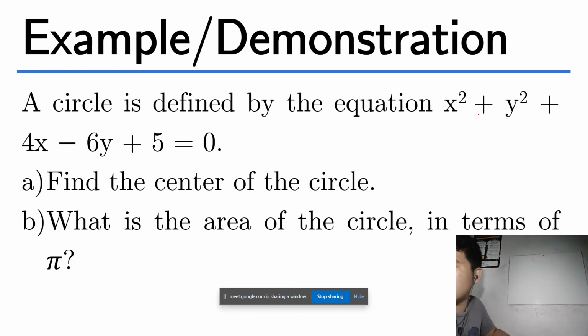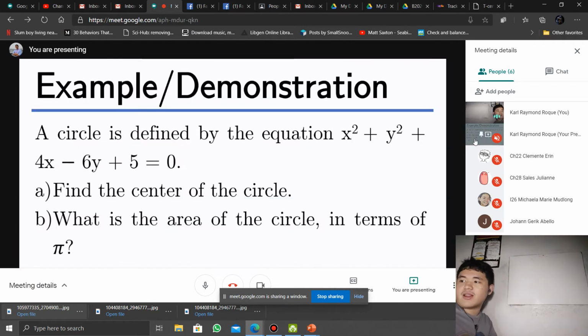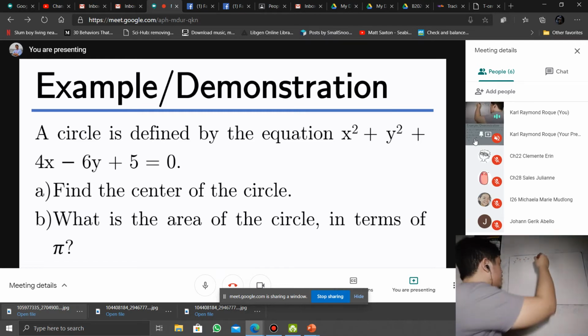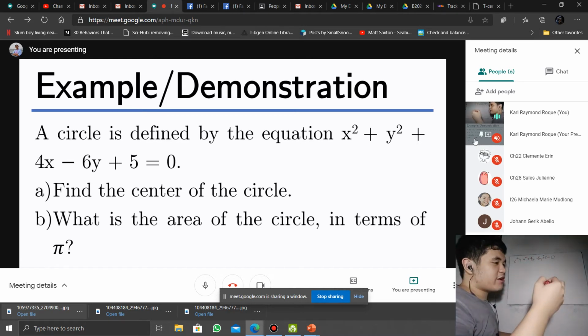A circle is defined by this equation. Okay? Ito na. This is where we use our completing the square. So, obviously, we need to get the equation of our circle first. Look at the given muna. x squared plus y squared plus 4x minus 6y plus 5. So, yan, di ba? Parang napaka-complicated ng expression.